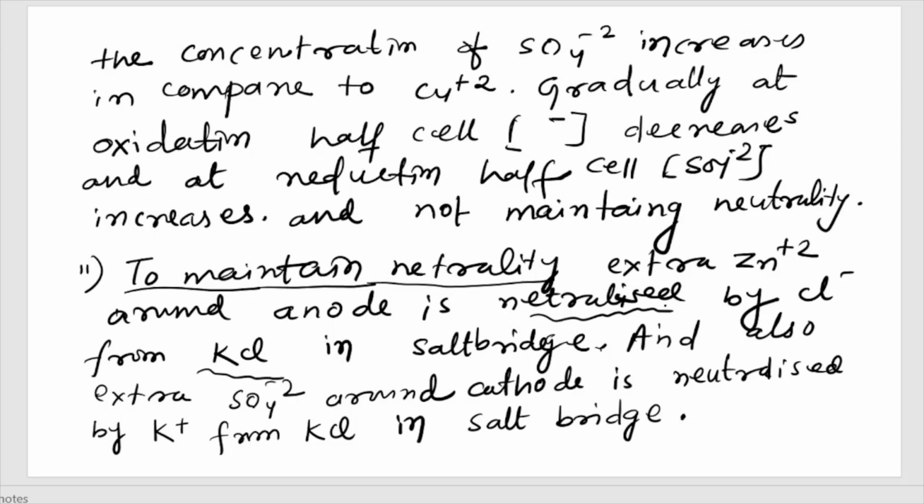Clear now? Similarly, extra SO4-2, that is on the right side, what happened here? The extra SO4-2 is also neutralized by K+. From KCl, K+ is required. K+ is helpful for neutralization of the extra SO4-2. This is the main function of the salt bridge. Remember, in the salt bridge, one side the positive charge is helpful, the other side the negative charge is helpful for neutralization.